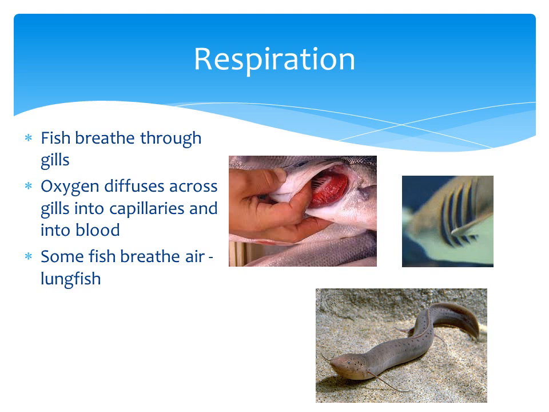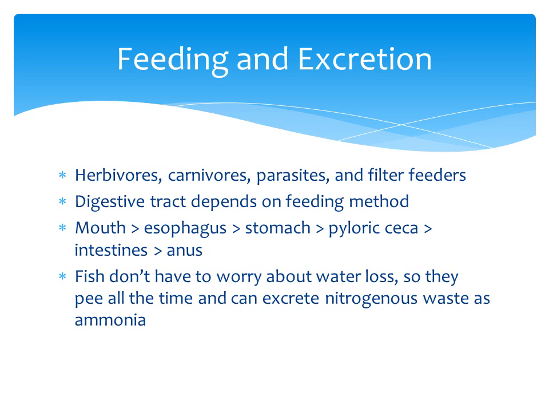So, fish respiration. Fish breathe through gills. So here's gills, there's the gills of a shark. And oxygen diffuses across the gills and into the blood. There are some fish, this is a lungfish, and they're able to gulp air, so they can breathe air and survive out of the water for periods of time.